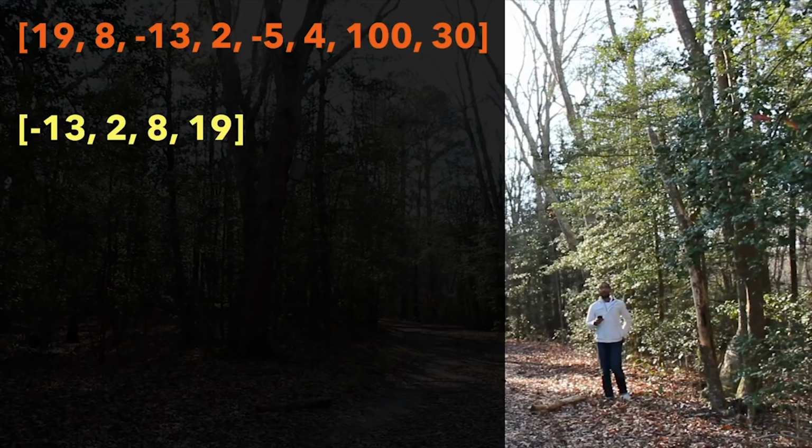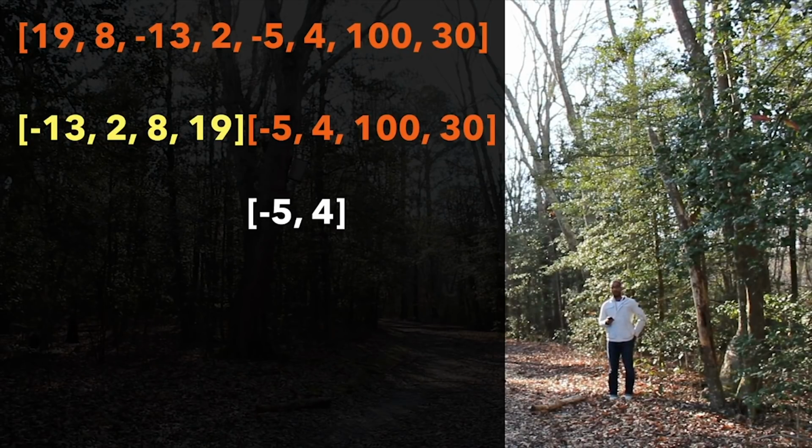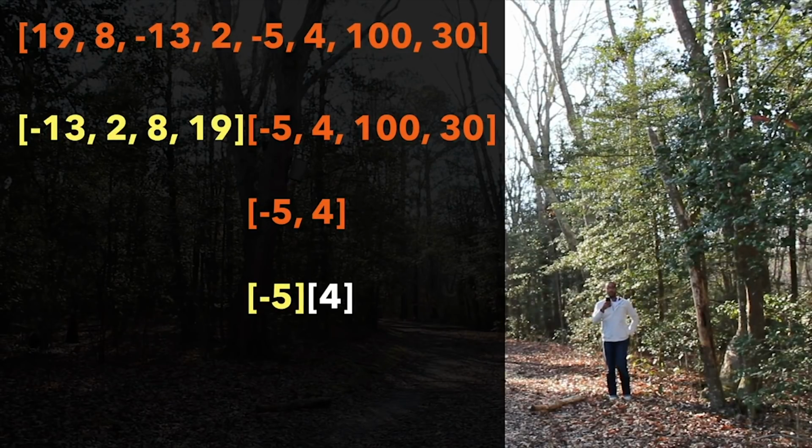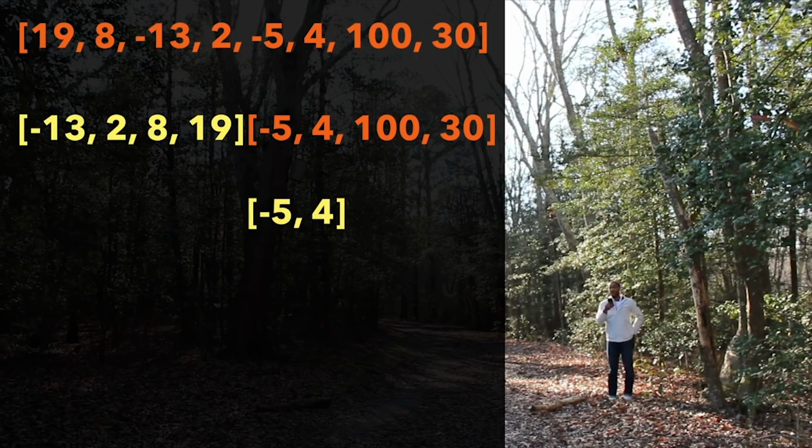And now at the very top of our call, we go to the right. And now we need to sort negative 5, 4, 130. And now we go left, and now we need to sort negative 5 and 4. And then we go left, and now we need to sort negative 5. Negative 5 is sorted, so we return, and then we need to go right. 4 is sorted, so we return, and then we have to merge two sorted arrays, one is negative 5 and one has 4, and then we return that as a sorted array, negative 5, 4. And then that is the left portion sorted, and now we need to go right.